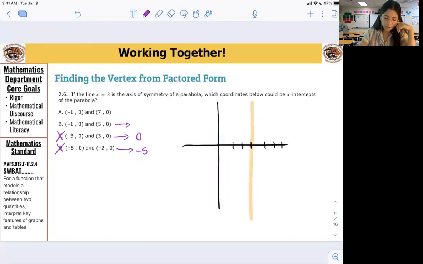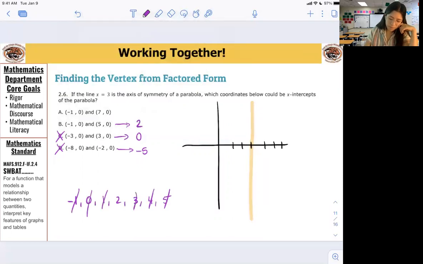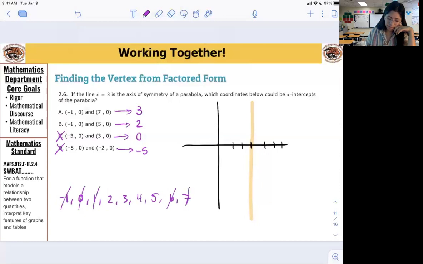And you can always look and think about it. So -1, 0, 1, 2, 3, 4, and 5. Cross things off. Yeah, it's 2. What's right smack in between -1 and +7? 3. And again, -1, 0, 1, 2, 3, 4, 5, 6, 7. Cross things off. I did it wrong. 3.